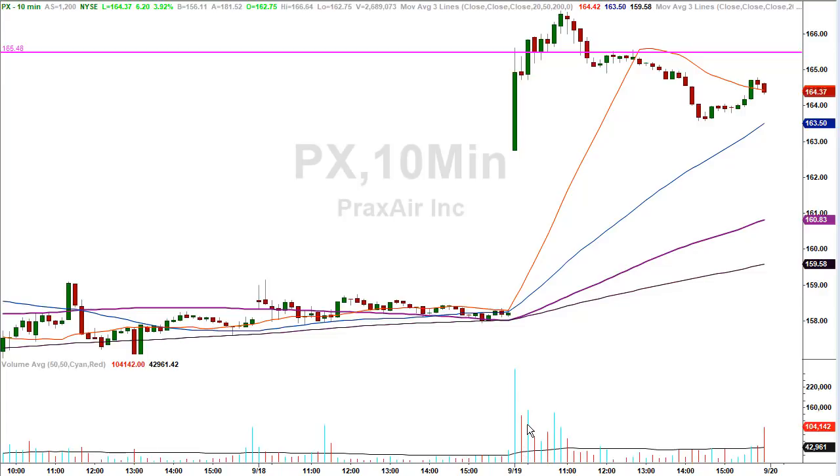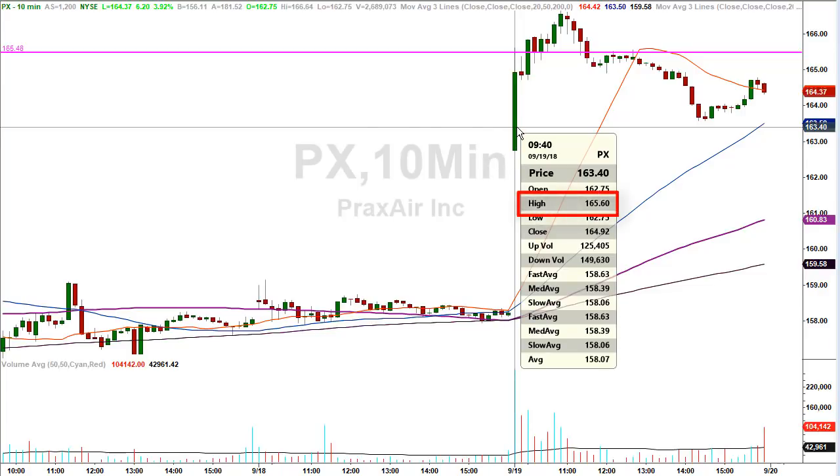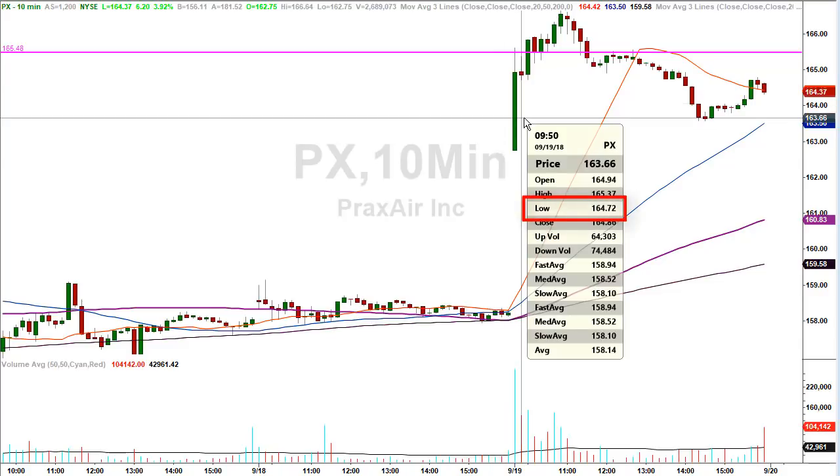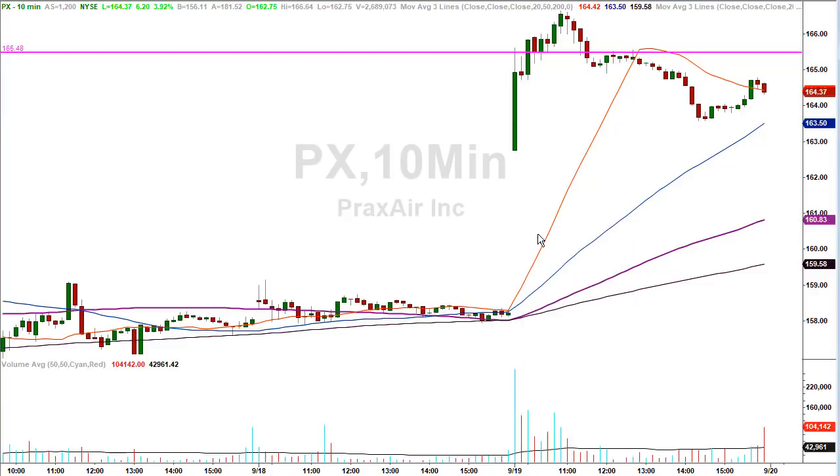So you see what happened. The stock opens up, it gaps higher, and it runs right into the 165.48. You can see in that first 10-minute candle of the day, the stock made a high of 165.60. Well within the stop loss limitation. Just minutes later, the stock is already at a low of 164.72. So the stock handed us the minimum profit target on a silver platter.